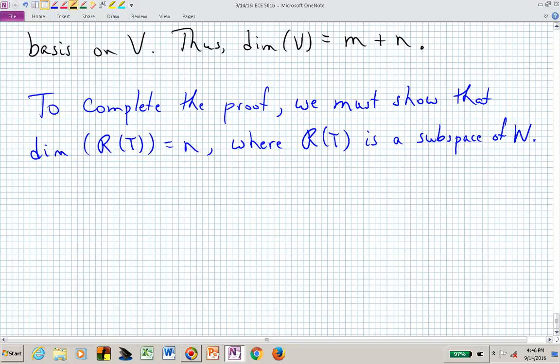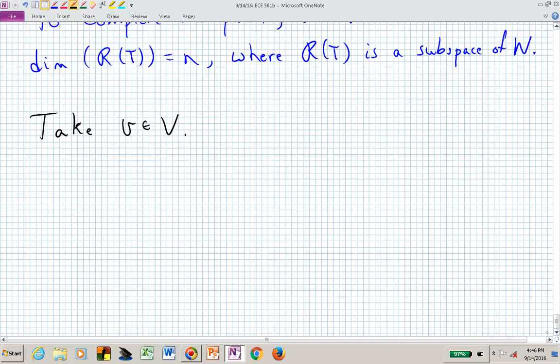All right, so now let's just pick an arbitrary vector v in our input vector space V. Recall that we have a set of vectors that form a basis for capital V. So little v is just a linear combination of those basis vectors.